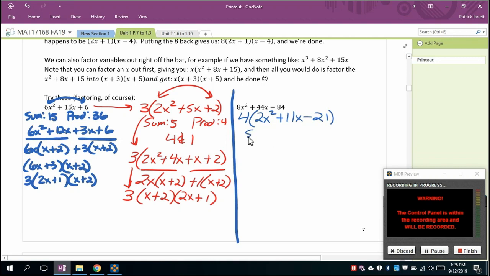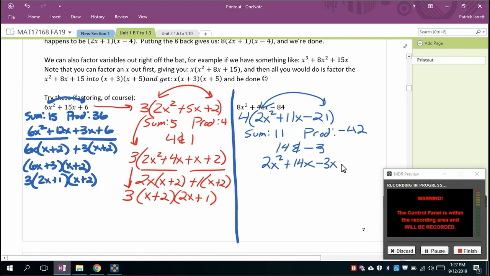So we need two numbers that have a sum of positive 11 and a product of negative 42, because 2 and negative 21 multiply to negative 42. So the two numbers that are going to make that work are 14 and negative 3. We can leave the 4 on or off as we factor this. I'm just going to leave it off. 2x squared plus 14x minus 3x minus 21.